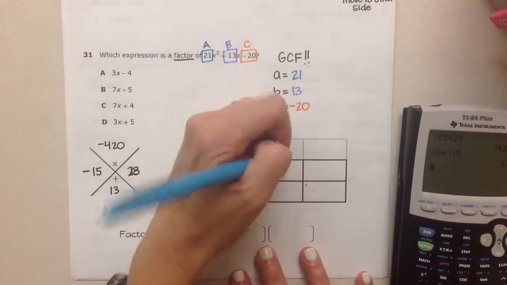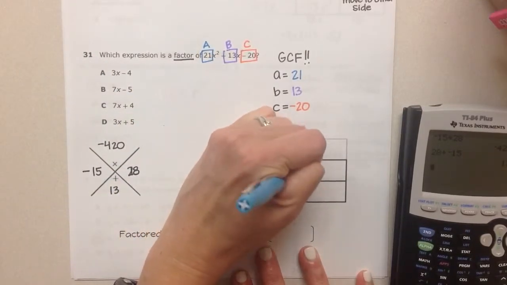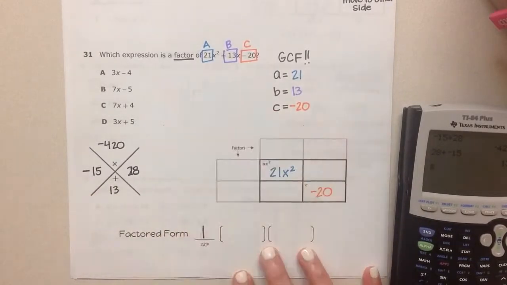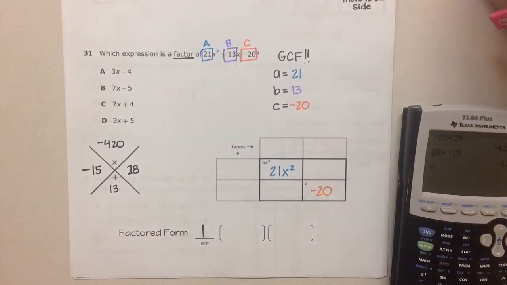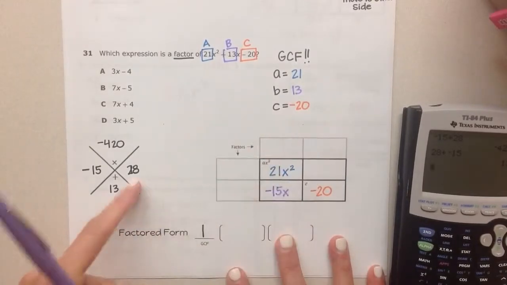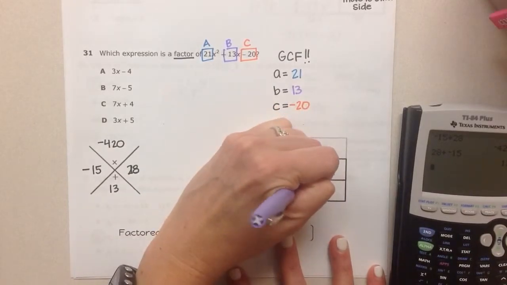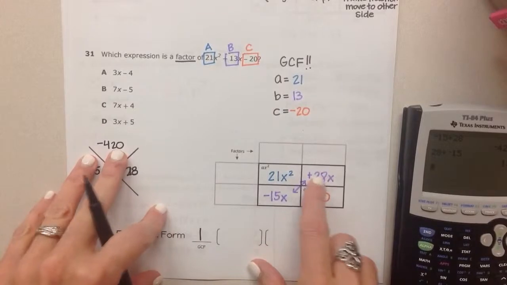So again, I'm going to plug in my ax squared term, so my 21x squared in the top left box. I'm going to put my constant of negative 20 in the bottom right box, and now I know how to split up the other two boxes, so when I add them, I get a positive 13x. So I'm going to take negative 15x in one box, and then this is going to be a positive 28x, because when I add them together, I just checked, I'm going to get a positive 13x. Okay, now I'm going to start using my multiplication skills. So I'm not sure how to start.